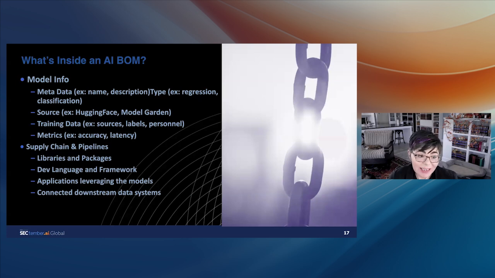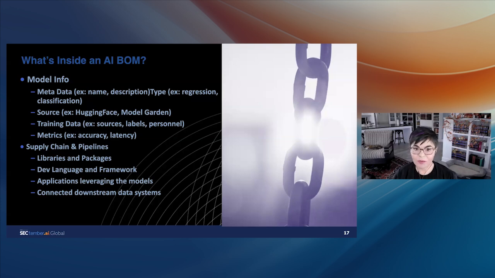So what would be in there? Metadata, things about the model itself. What's the name of the model? The type of the model, is it regression, classification? So model info, the source. Did you download it from Hugging Face, from another model garden? Is it a first-party model you created yourself? The training data, what those sources were, who trained that data, what labels they put on it, and then metrics around the accuracy of that model. So a lot of really great information about the model within your AI bill of materials.